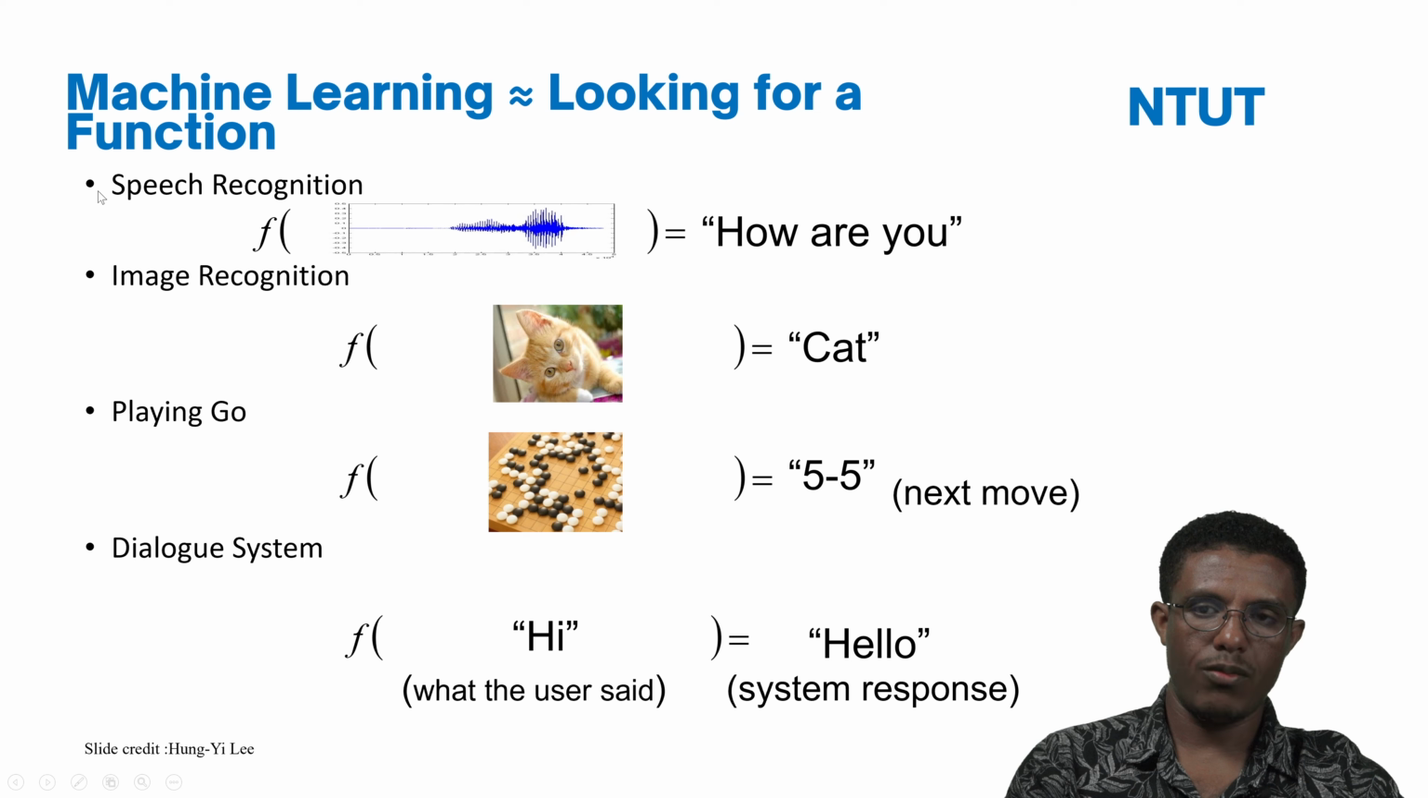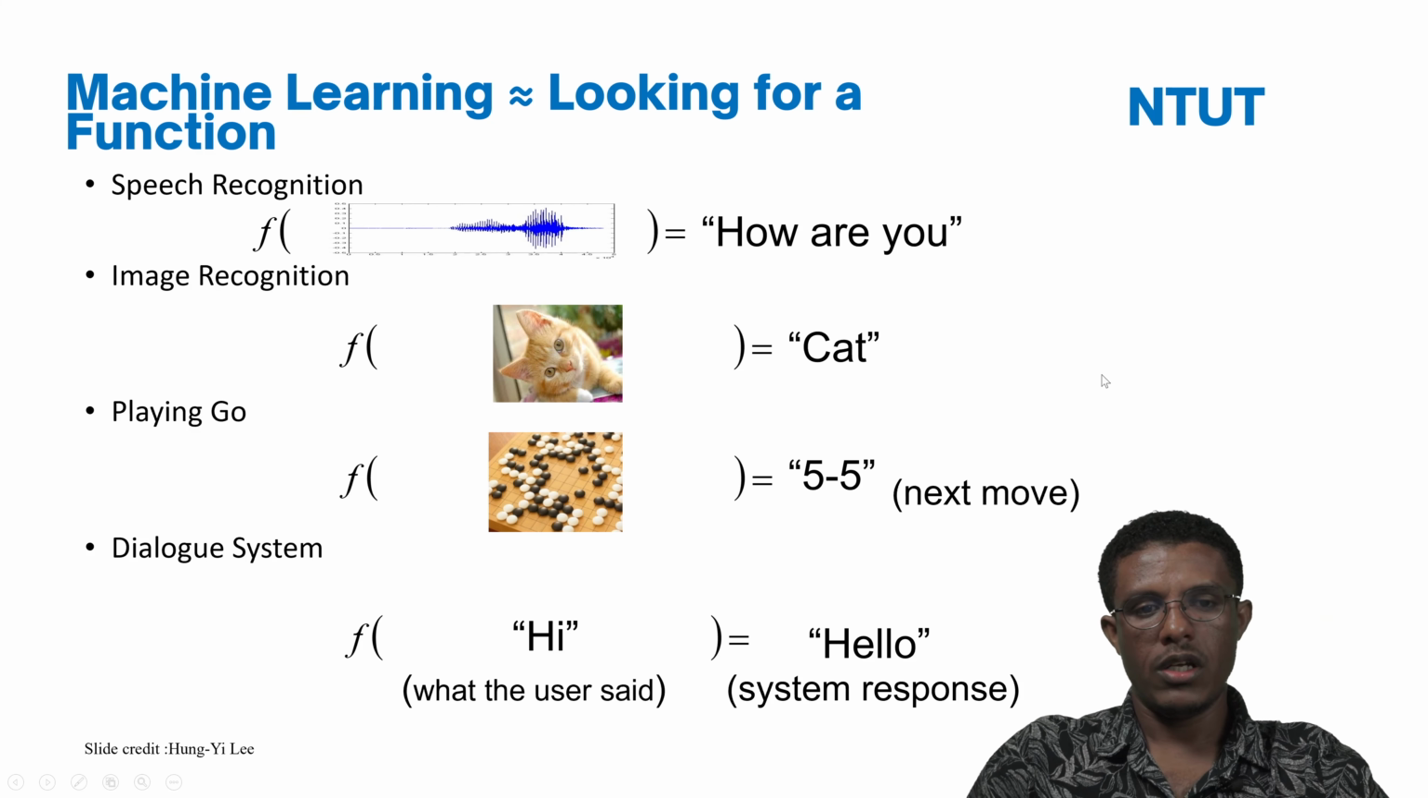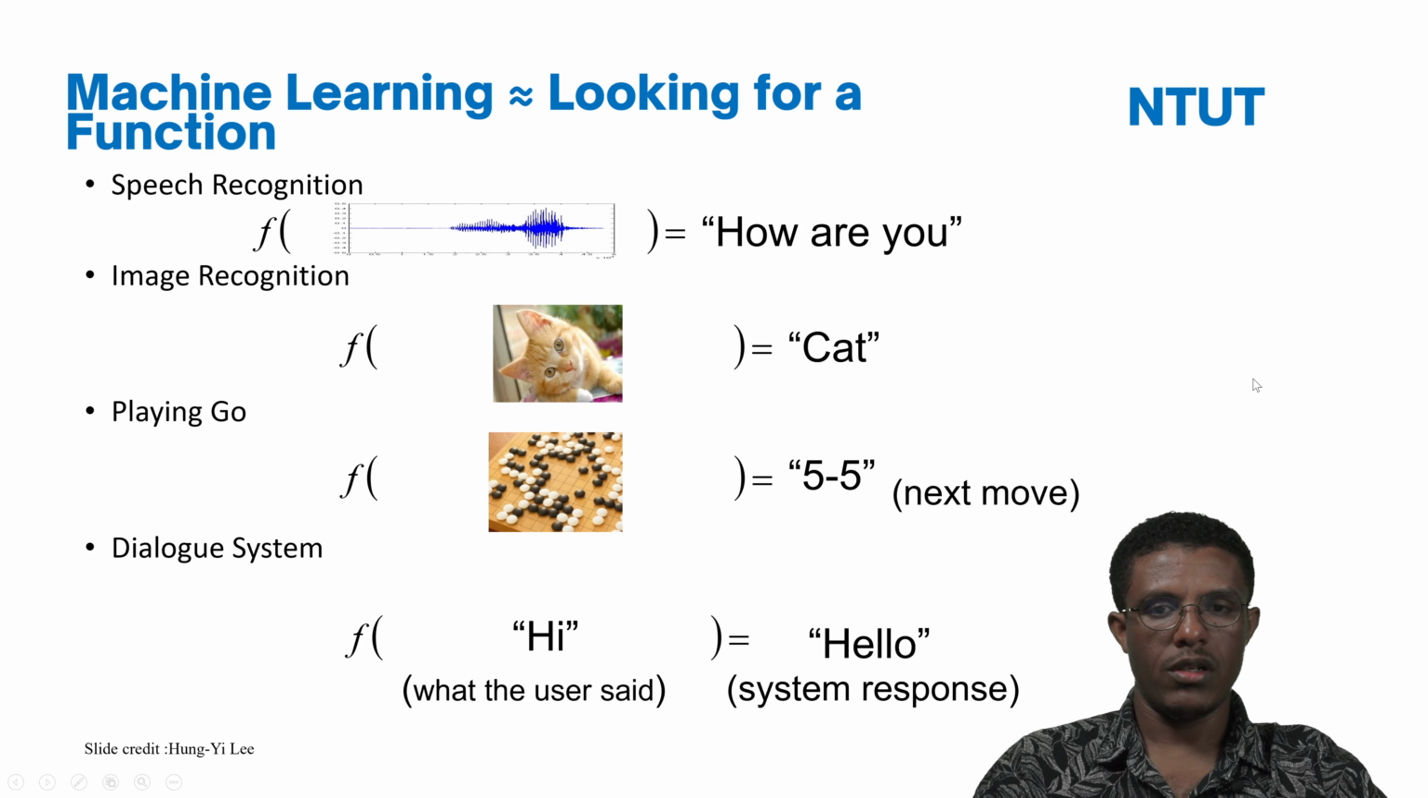So in this case, for speech recognition, there is a function or model. This function represents the model, and the model receives these voices and recognizes that this voice says how are you. In the other case, for image recognition, there is a model. This model receives this image and understands it, and finally displays the output: this image is a cat. So this is the framework of how machine learning works.